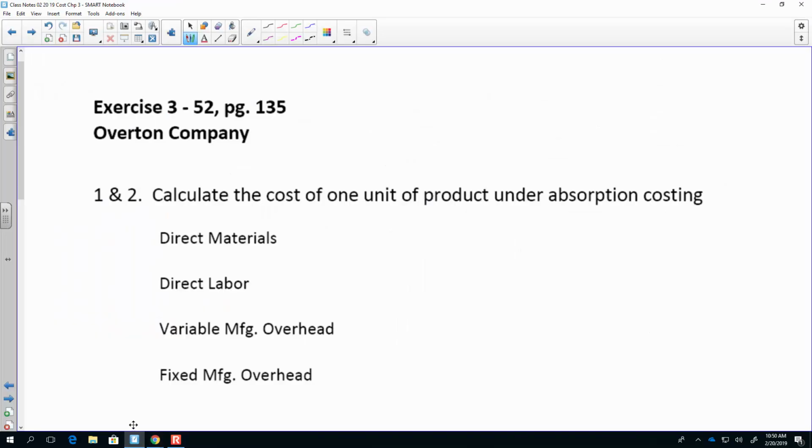Problem 52 is on page 135. We have two income statements to work on in chapter 3. One is absorption, which is what we're starting with. Here we're making 20,000 units during its first year of operations. And we sold 18,900 for $17 a piece. The company chose a practical activity level of 20,000 to compute its predetermined overhead rate.